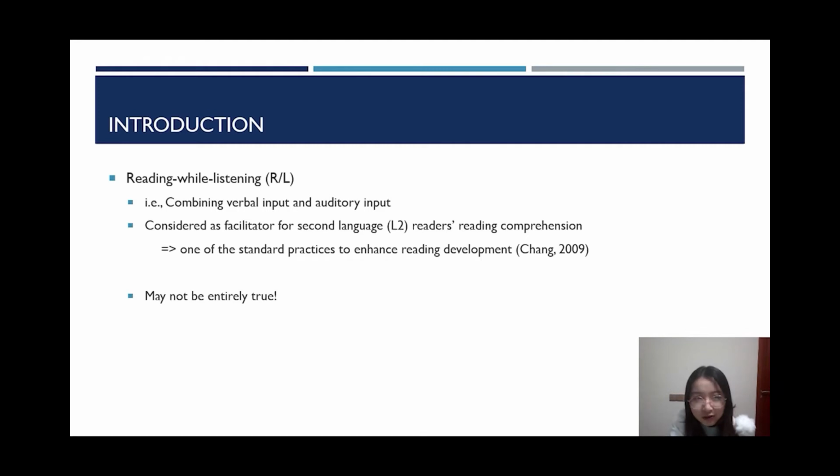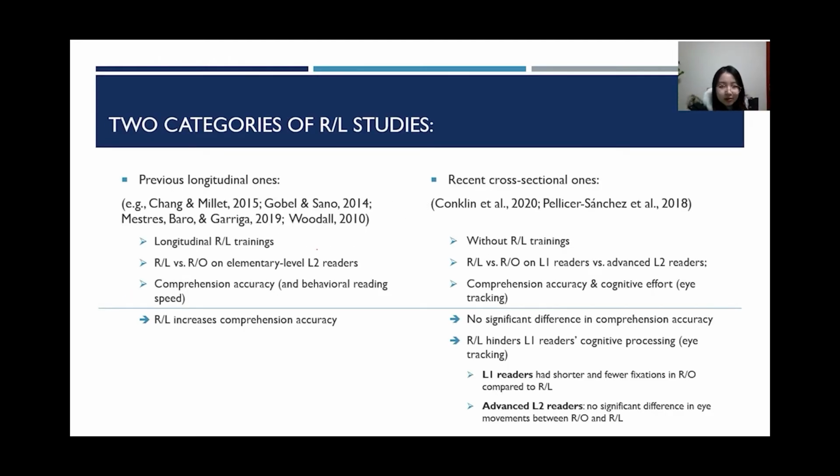There are two categories of RL studies. The first is previous longitudinal ones, and the second is recent cross-sectional ones that use eye tracking technology. The previous longitudinal ones used long-term RL training on the subjects before experimenting on them. What they did is give the subjects regular exercises of using reading while listening as tools to assist themselves in reading comprehension over a time span of 8 months or half a year, etc. And the subject groups that they focus on are elementary level L2 readers.